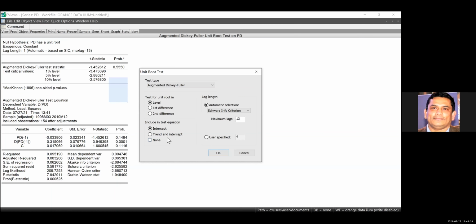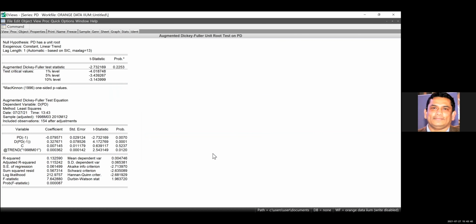If we do that one, you see that this C is not significant here. And then we also can check this one. Now the trend is significant, but C is not. So irrespective of any equation or any case, whether you use the drift or the trend value, you see that the PD has a unit root, meaning that the PD is not I0 variable.